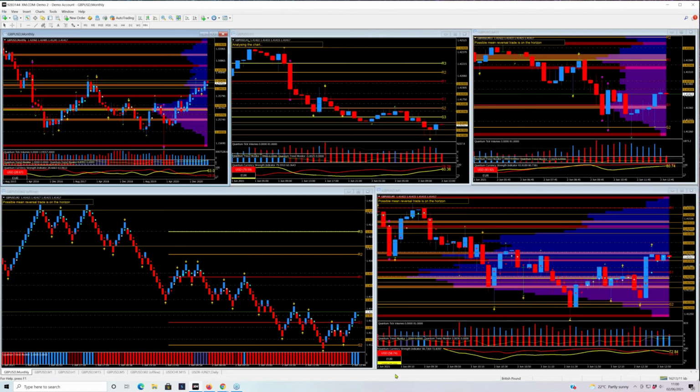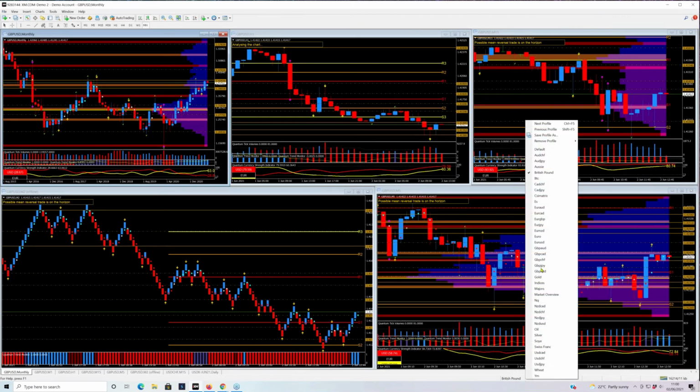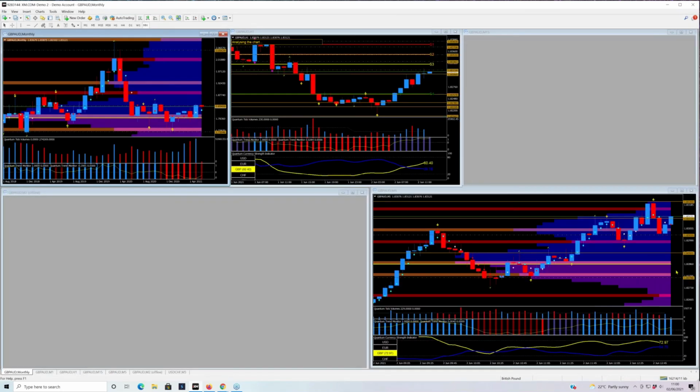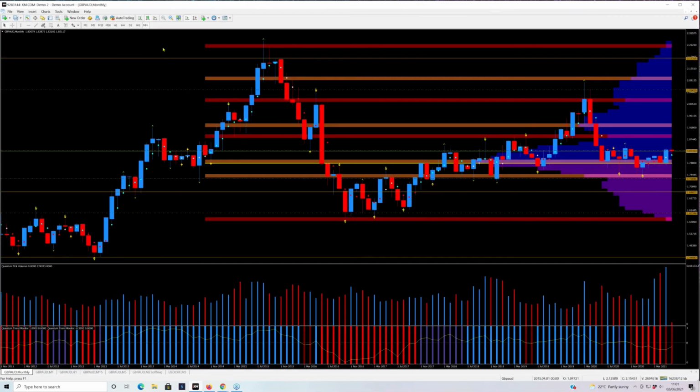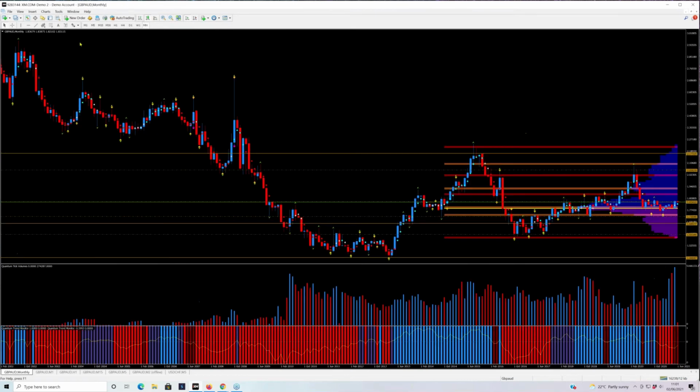And you do exactly the same exercise. I've just picked off some. Let's have a look at the pound Aussie, and then we'll look at the Aussie yen as well. Now, the pound Aussie on the month is actually quite interesting because, as we can see here, it's still really at the volume point of control.